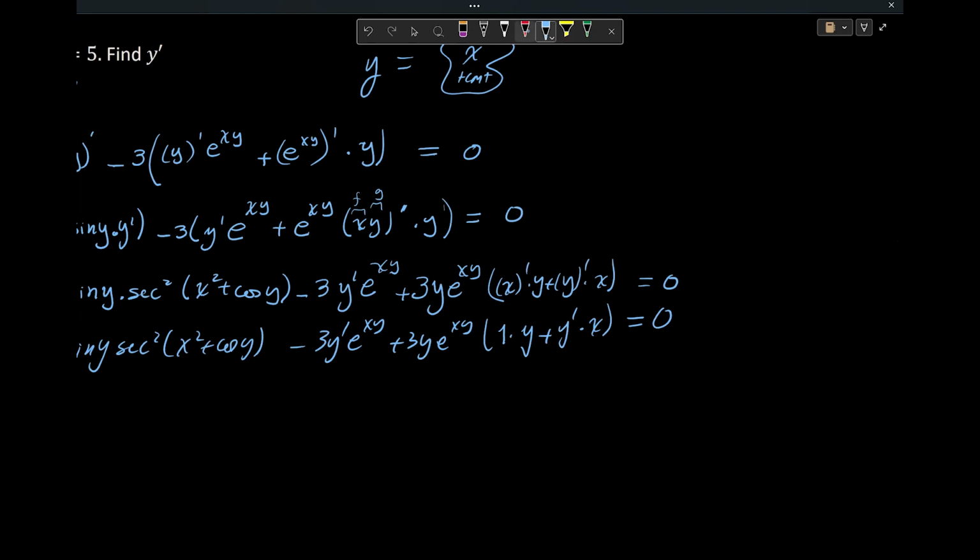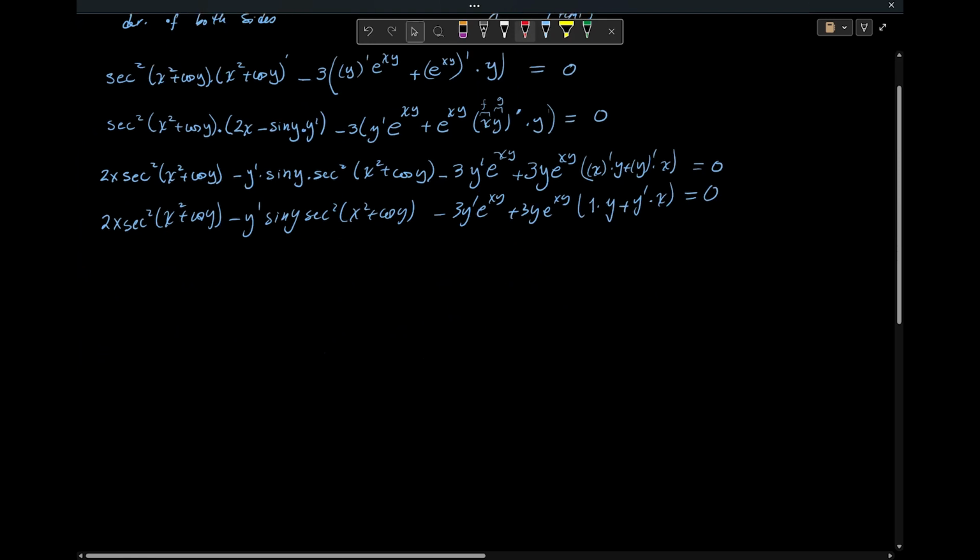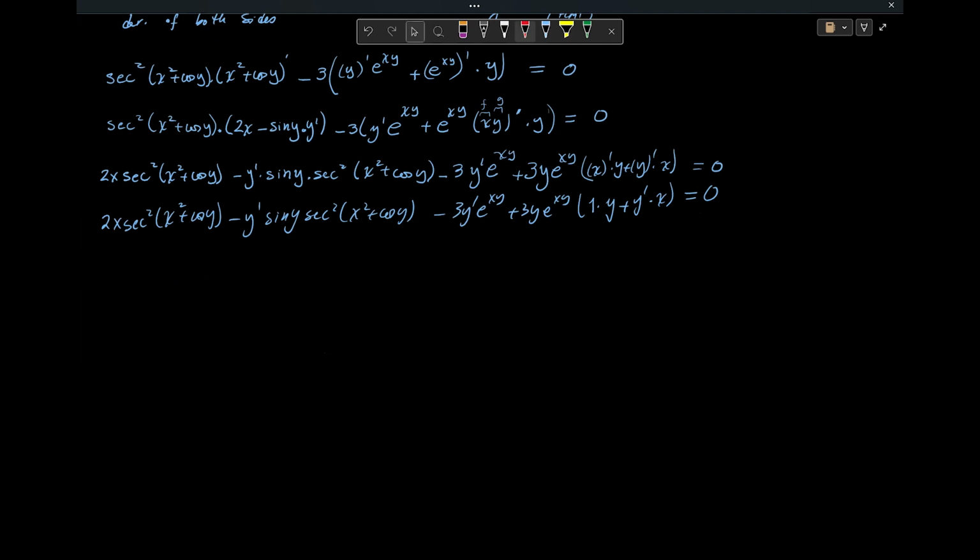Now we're done with the basic calculus. It's just a matter of algebra right now to put y prime on one side, everything else on the other side. So let's see which terms have y prime. This term has y prime. This one has y prime. And when I multiply this with that, it will have y prime. Everything else will go to the other side, and this will also go to the other side. So let's put y prime on one side and everything else on the other side. So here's the first y prime.